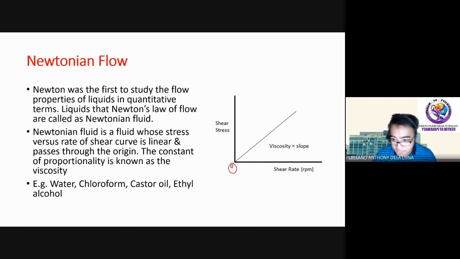of proportionality is known as viscosity. So meaning, class, as I increase the stress, I increase the force, tumataas din yung flow ng ating fluid. Correct? Diba, pag inalog ko nga ito, ganun.